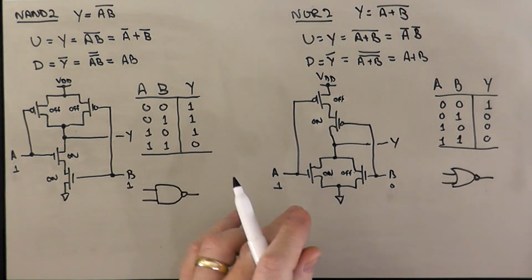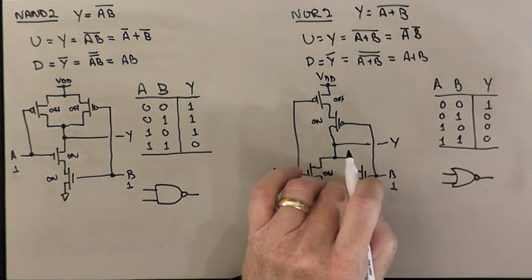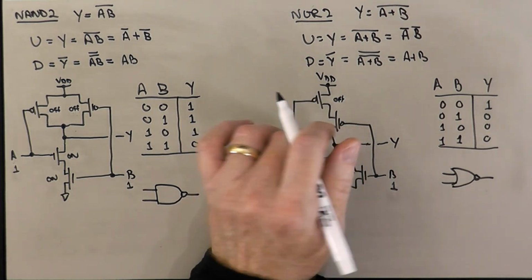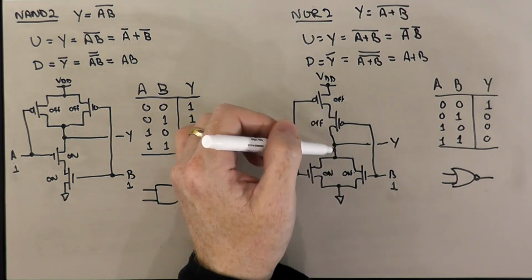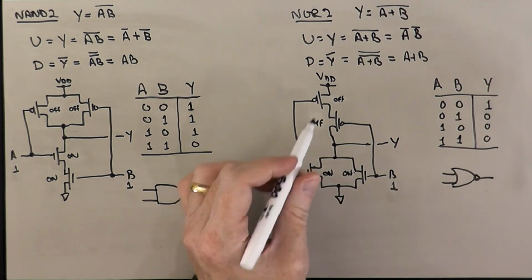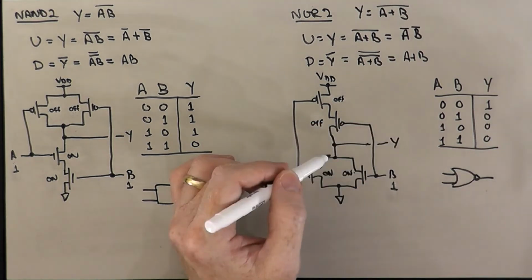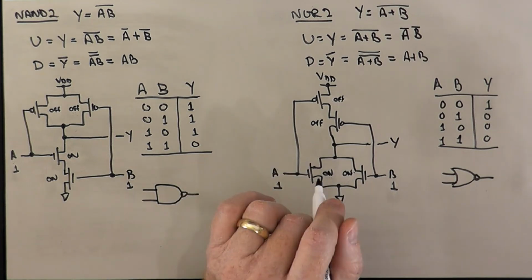And then the last row is 1 1. Now both pull-down transistors are on and both pull-up transistors are off. So the output of the gate is pulled low through both conducting paths, and so it's a slightly more solid connection to ground than it was in either of the first 2 rows in the truth table. Okay, so that's kind of how these simple gates work.